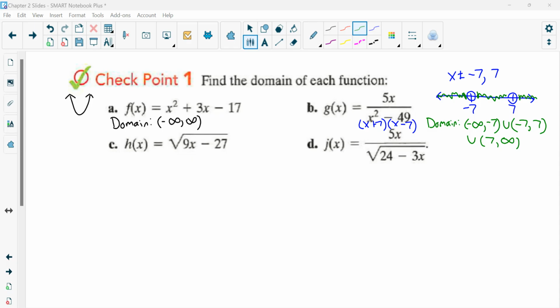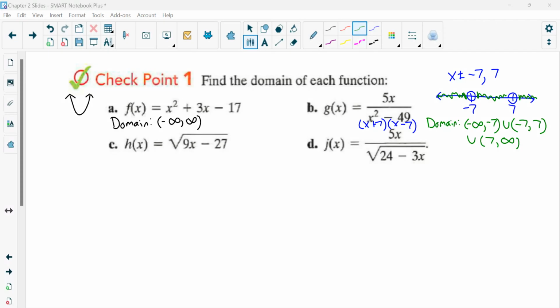All right, as we go on to letter C then, now we have a square root function. So you need to think to yourself, what kind of number can you not take the square root of and get a whole number out, or get a real number out at least? You can't take the square root of a negative and get a real number out. Can you take the square root of 0? You can. Can you take the square root of positives? You can.